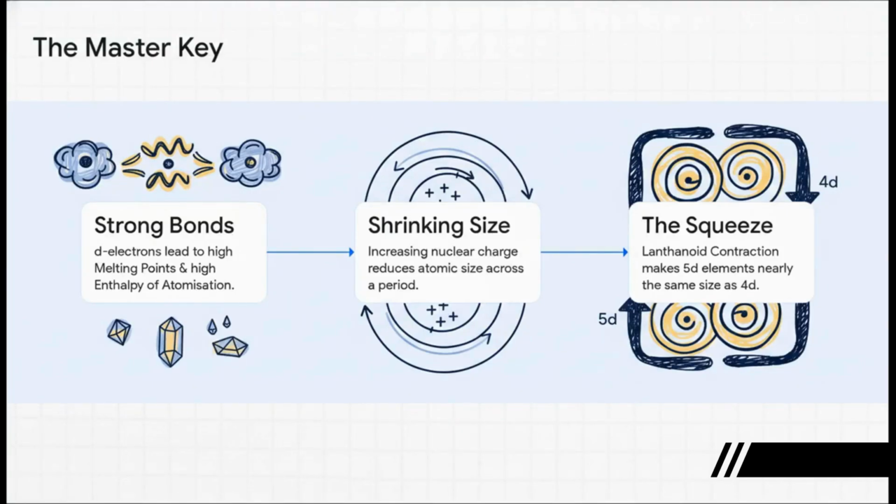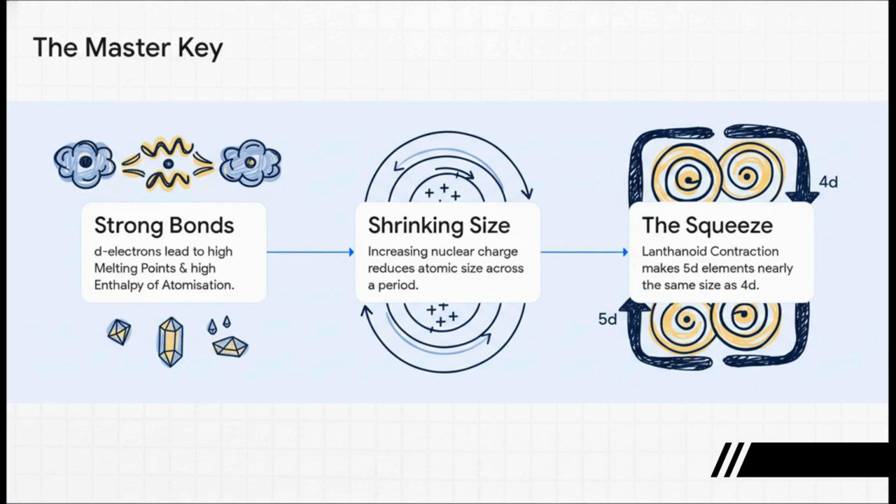It's not 3 different topics. It is one single story. First, the d-electrons jump in to create super strong bonds. That explains the high melting points and atomization energy. Second, the growing nuclear charge shrinks the atoms. And third, the terrible shielding from inner electrons causes the 2 big twists, that gradual decrease across a period, and the massive lanthanoid contraction that makes the 4d and 5d series almost identical in size.